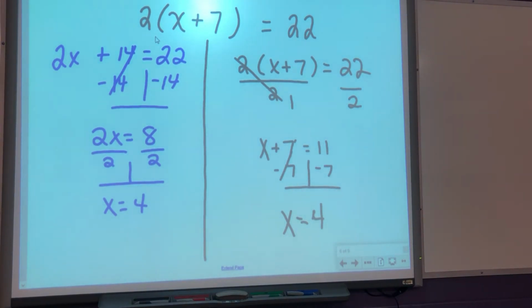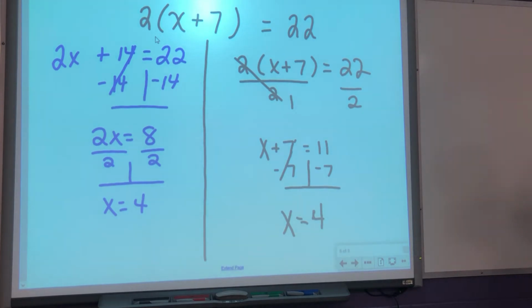Pretty much the same amount of steps, correct? You're dividing in different places, you're subtracting in different places, but you're using the same steps. Now, when do you use the distributive property first and then the rest of the steps? When do you divide by the coefficient first? I don't know. I don't know what's best, right?